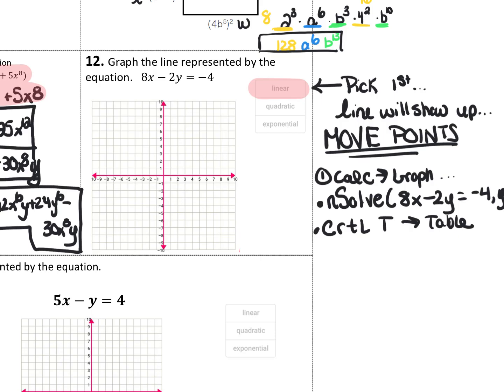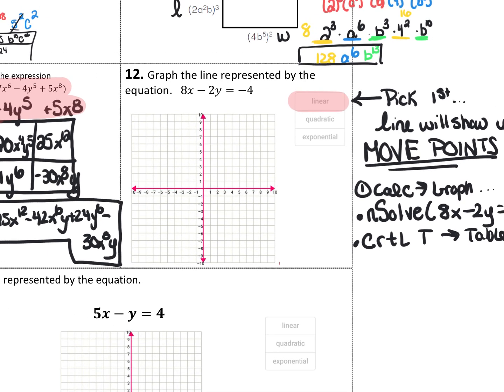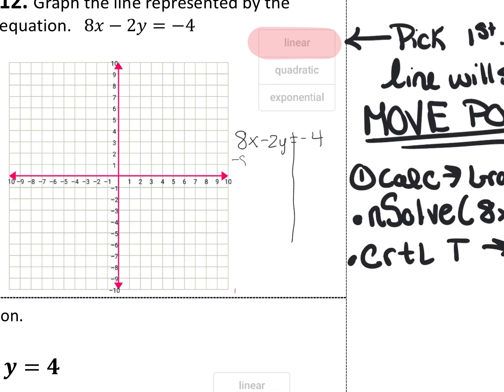Another option is that we can just do some algebra and solve for y. So I write my equation down, 8x minus 2y equals negative 4. I have to get y by himself. So I minus the 8x over. Negative 2y equals negative 8x minus 4. Then divide everyone by this negative 2. Y equals, a negative divided by a negative is positive. 8 divided by 2 is 4x. And then plus 2.